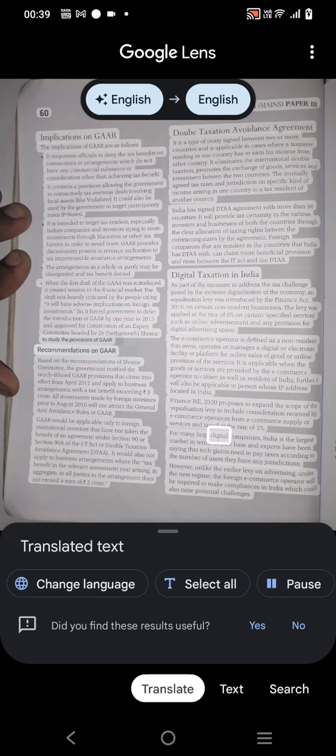For many large digital companies, India is the largest market in terms of user base, and experts have been saying that tech giants need to pay taxes according to the number of users they have in any jurisdiction. However, unlike the earlier levy on advertising, under the new regime, the foreign e-commerce operator will be required to make compliances in India, which could also raise potential challenges.